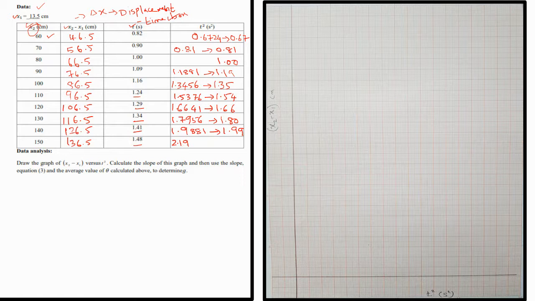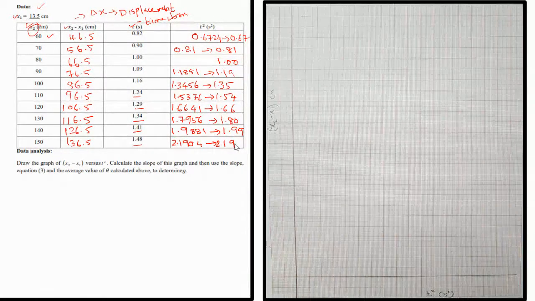2.19. What's the number? 04. Yes, 04. When you round this number, because our third digit is less than 5, I have to write 2.19. Clear? Yes. So once you have these values, we are going to draw the graph.